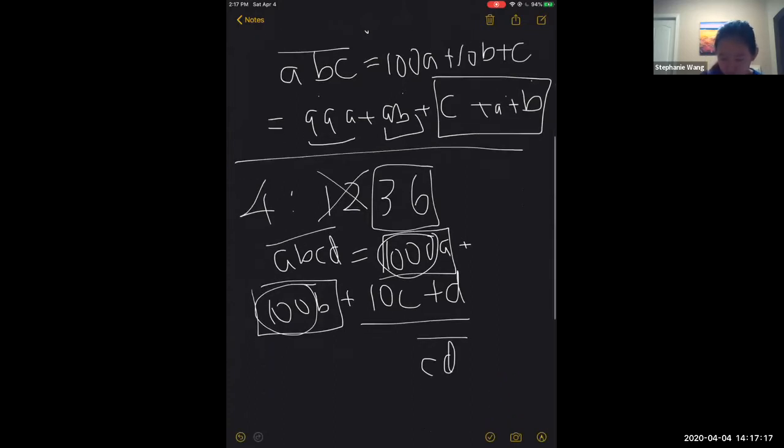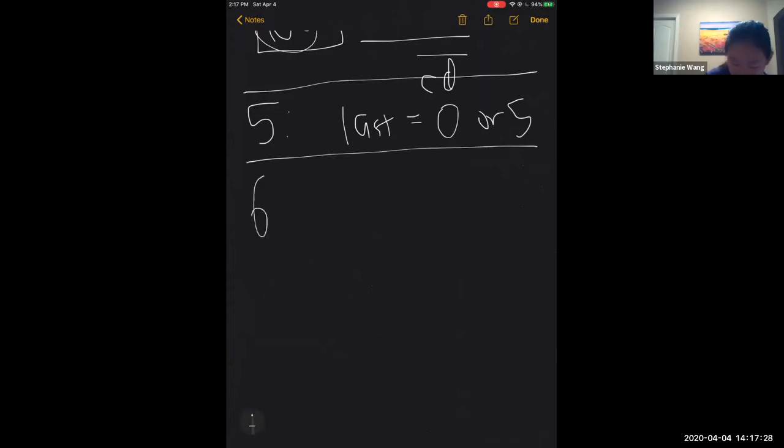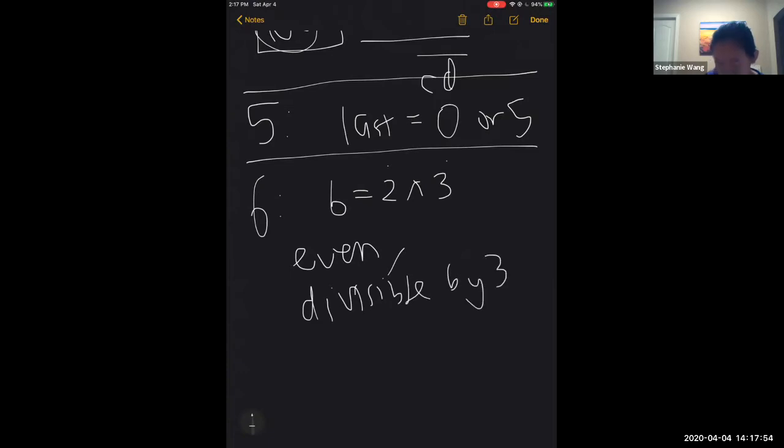Okay, so then for 5, the divisibility rule is pretty obvious. The last digit has to equal 0 or 5. That's pretty self-explanatory. I'm not going to go over why. And then for 6, we look at it this way. We know that 6 equals 2 times 3. So we already know the divisibility rule for 2, and we also know the divisibility rule for 3. So to find the divisibility rule for 6, all we have to do is make sure the number is even and also divisible by 3. Which also means that the number has to be even and the sum of digits divisible by 3.